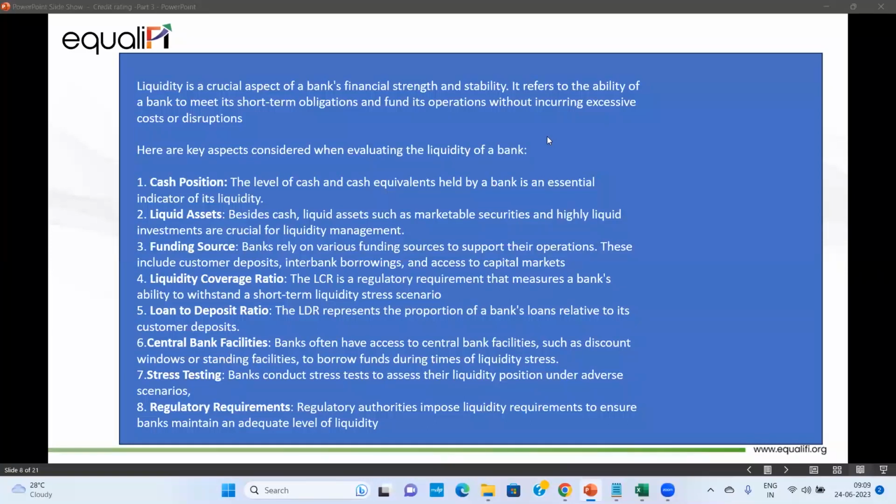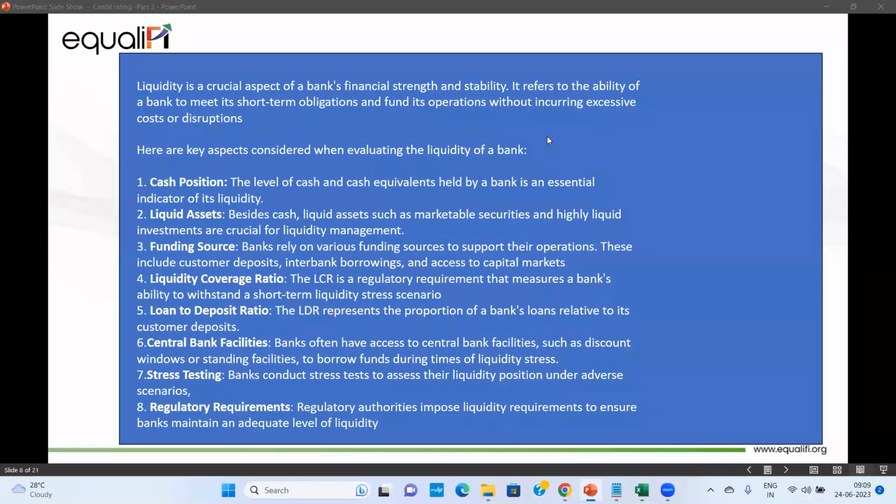The next point is the loan to deposit ratio. It has to be healthy. If you have a proper loan to deposit ratio, then obviously it makes sense. Then central bank facilities. Banks often have access to central bank facilities such as discount windows and standing facilities to bank funds. If you have access to those facilities, fair enough. And how much stress testing are you doing? The seventh point is stress testing. What is the liquidity position under an adverse scenario?